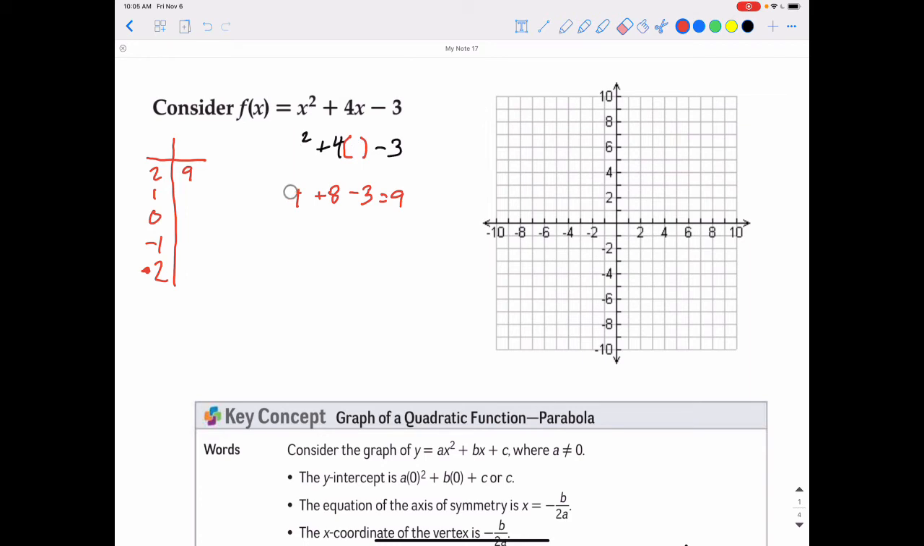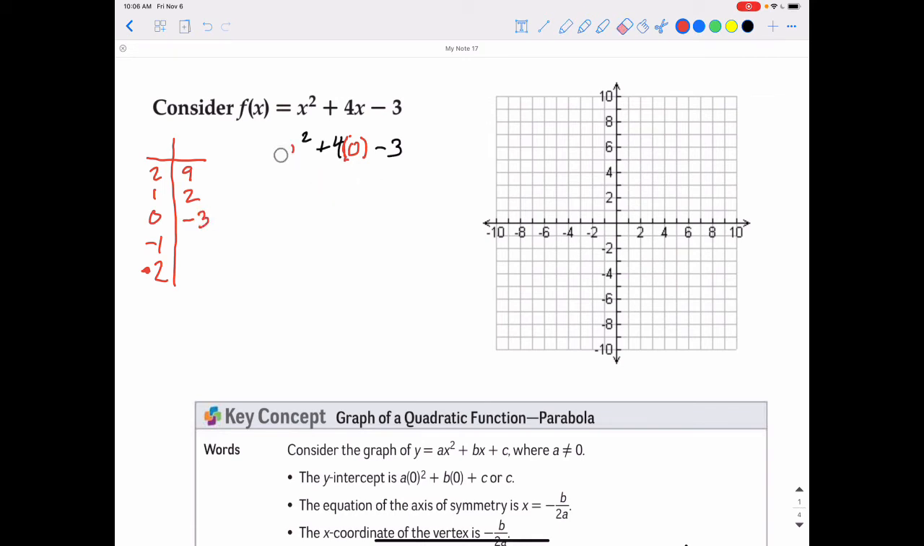So we can do positive 1. So that would be 1 squared and 4 times 1. So 1 squared is 1. 4 times 1 is 4. Minus 3. 1 plus 4 minus 3 is 2. And now we'll do it with the zeros. So that would be 0 squared plus 4 times 0 minus 3. So that's just 0 plus 0 minus 3, which is negative 3.